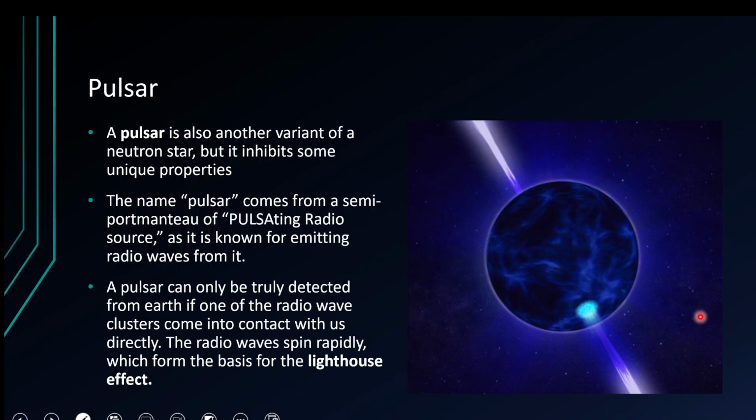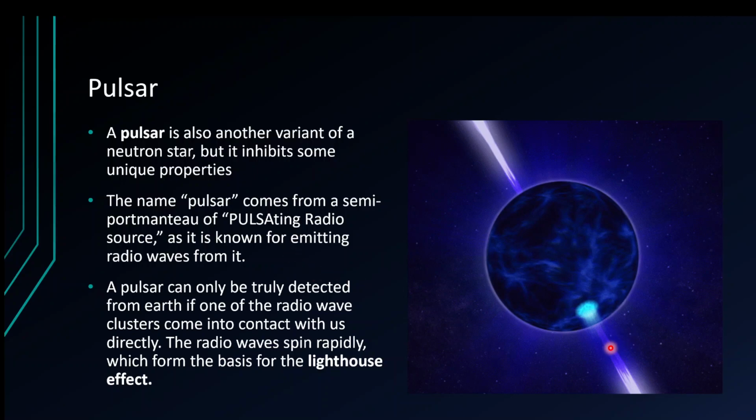Another way that a star can die out, like a neutron star, is known as a pulsar. So a pulsar is like a neutron star, but it's a bit weird in how it works. The name pulsar comes from what's known as a semi-portmanteau. Although pulsating radio source is its full name, it's commonly just shortened to pulsar. In other words, source is kind of tossed out. You can either say pulsating radio source or pulsar, but it's much easier and cooler to say pulsar.